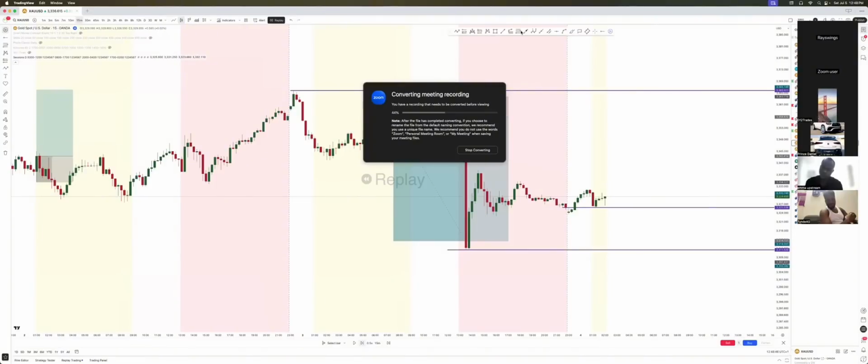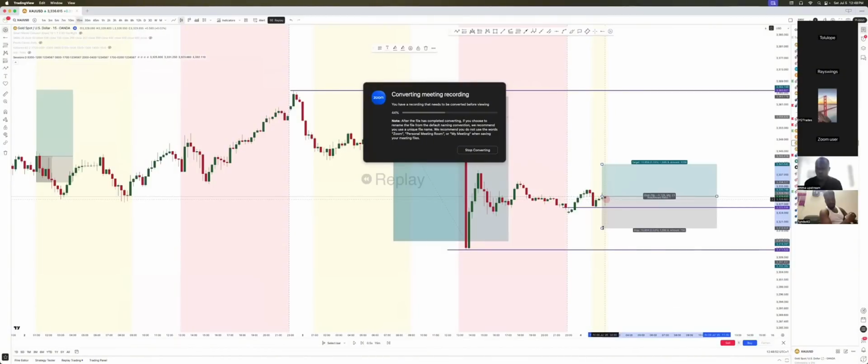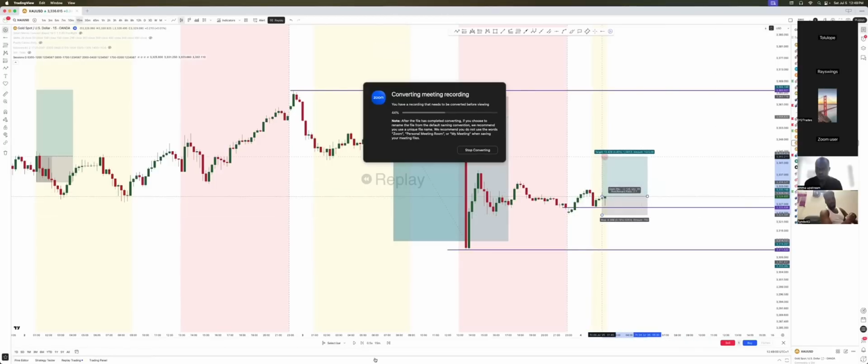Okay, I'll take this one now. My entry will be here. My stop loss will be below this candle. Then target 1 to 2 risk to reward. Don't stress yourself at all. If it's not going your way, it won't go your way. If it's going your way, it will go your way. It's as simple as that.